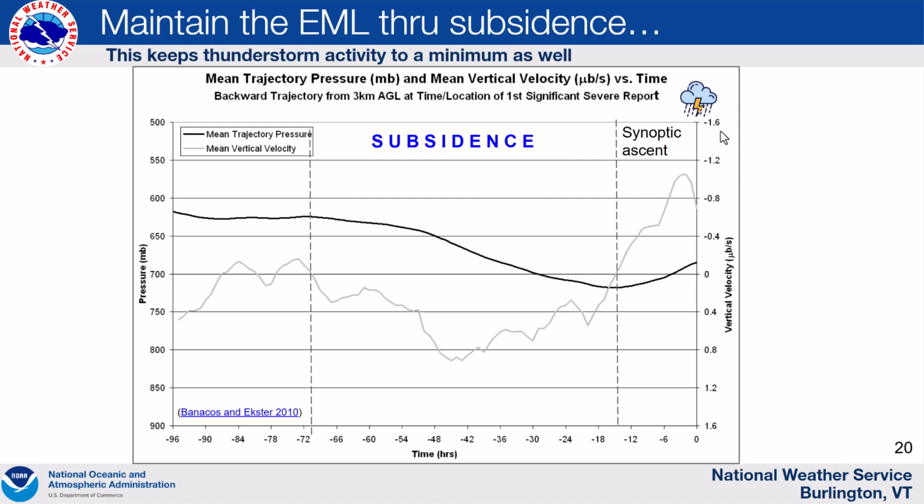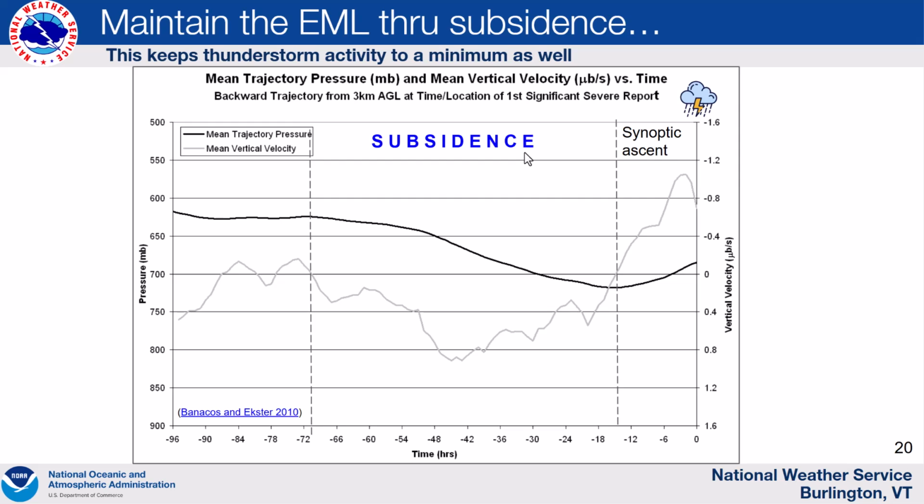The first significant severe weather report is at hour 0 on the far right, and time goes backwards along the x-axis to the left. One thing we see is that there is downward motion in the mean for a period from T-minus 15 hours all the way back to roughly T-minus 72 hours. During this time, there is sinking parcel motion, which would suggest subsidence in the absence of much thunderstorm activity.